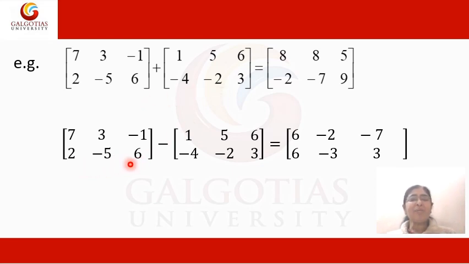Similarly, we can subtract two matrices. So entry of first matrix 7 minus 1, 7 minus 1 will give us 6. 3 minus 5 is minus 2. Minus 1 minus 6, that is minus 7. And so on. In this way, we can subtract two matrices.